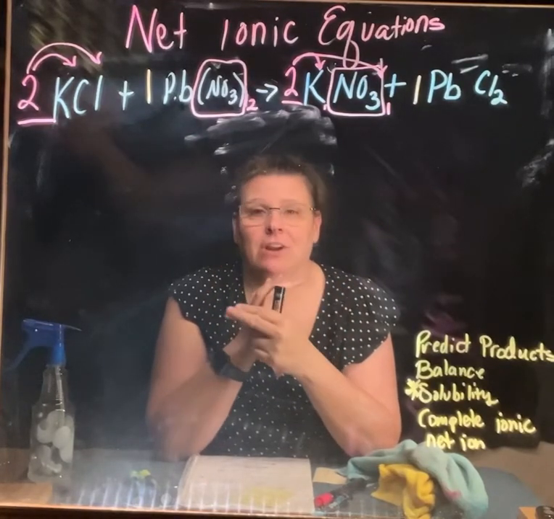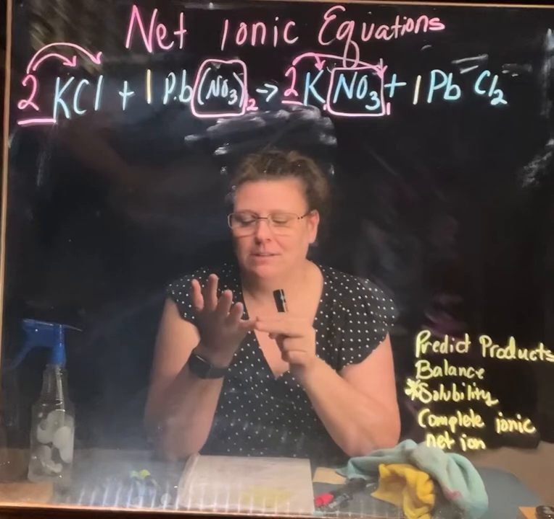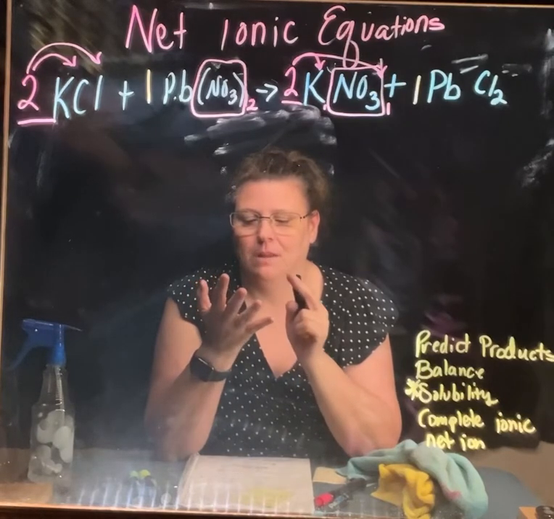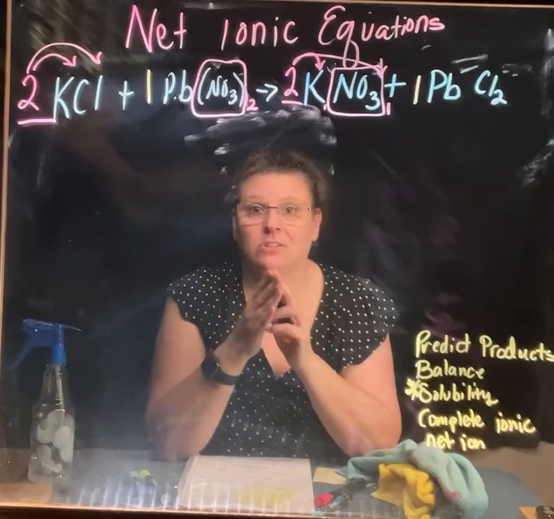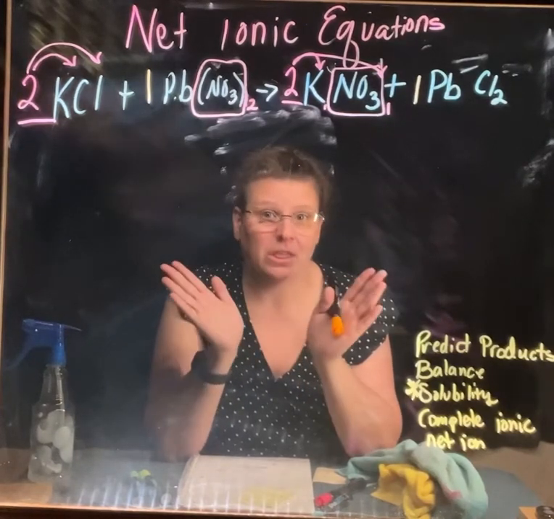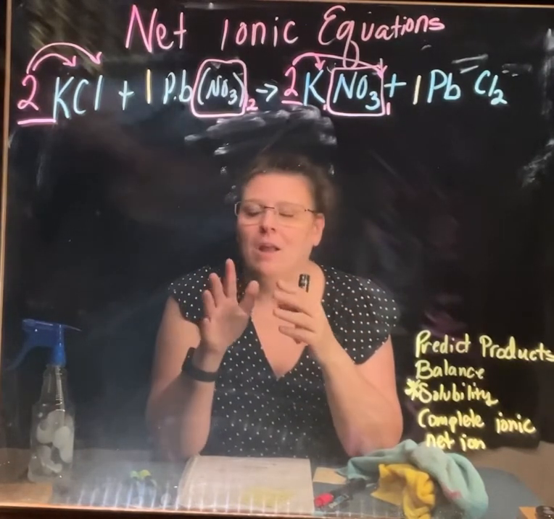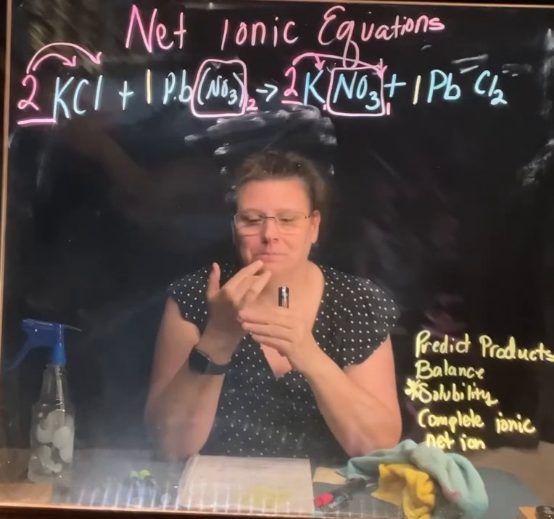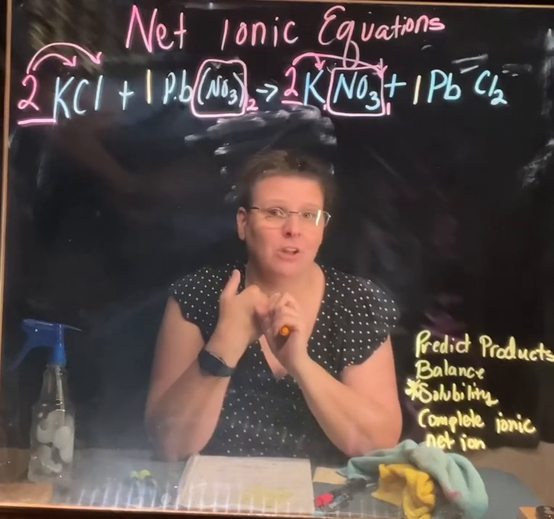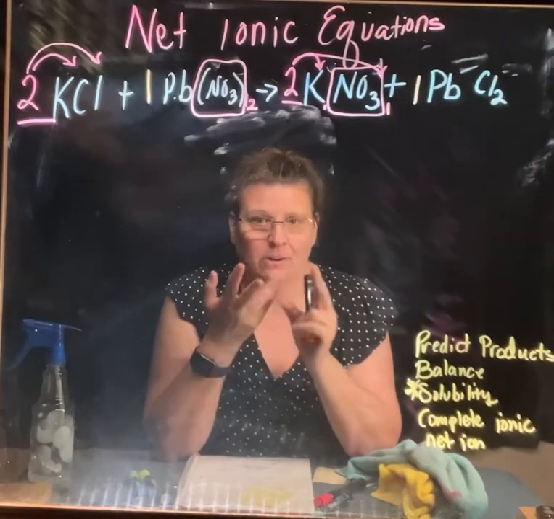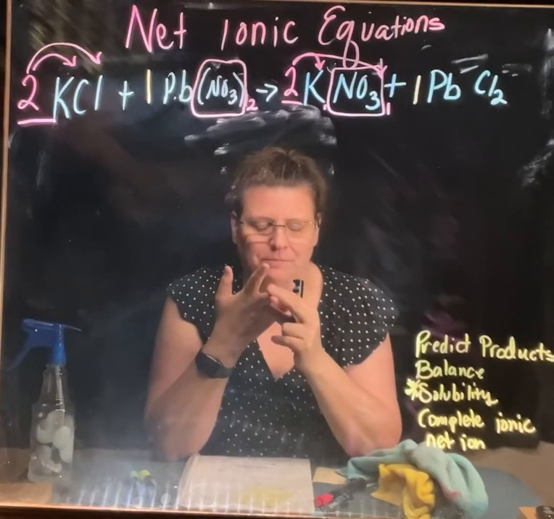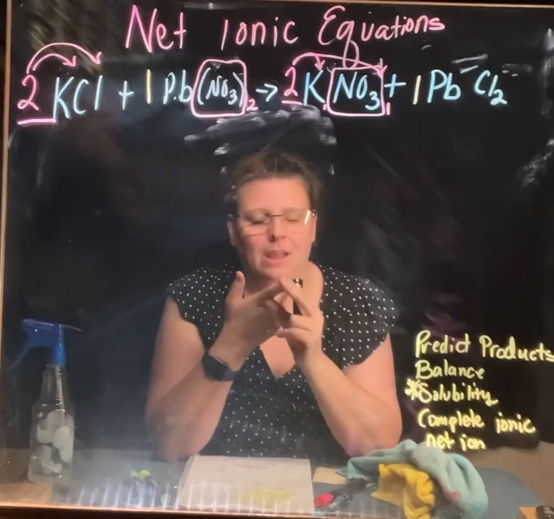If you have a nitrate, all nitrates, chlorates, perchlorates, and acetates are all soluble, no matter what they're with. They trump everything, remember? And then you have the halogens. Halogens are soluble unless they are with silver, mercury, and lead.